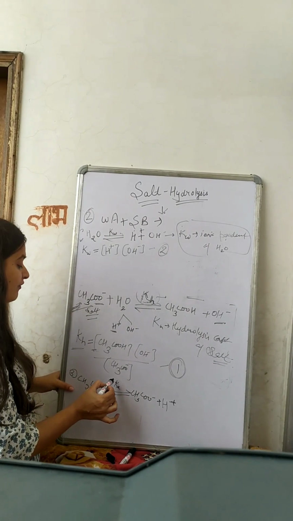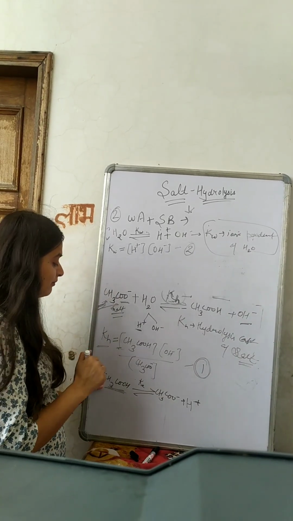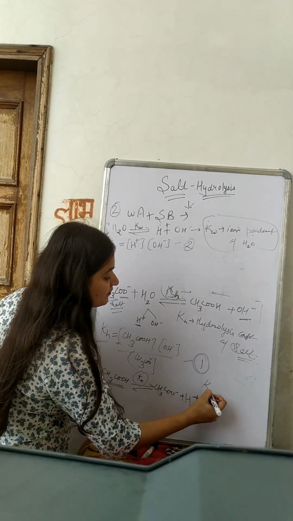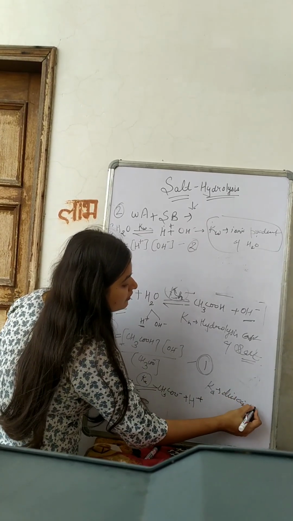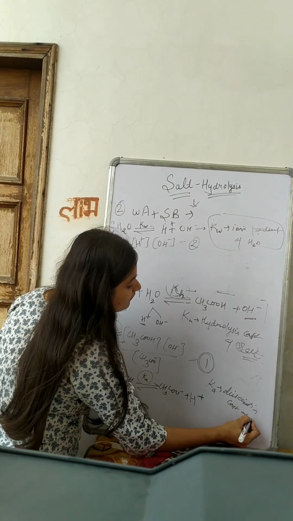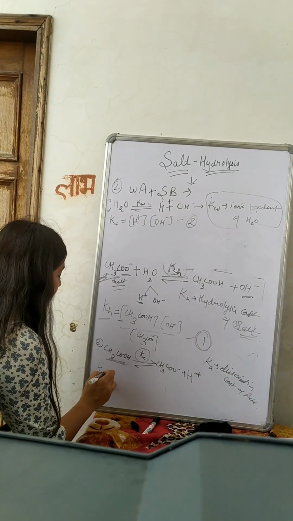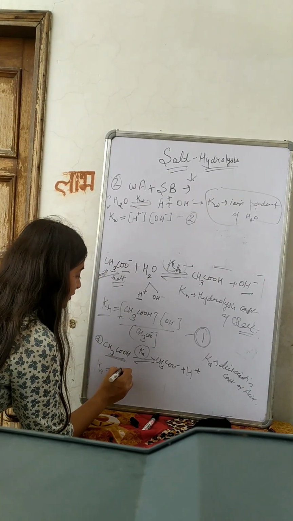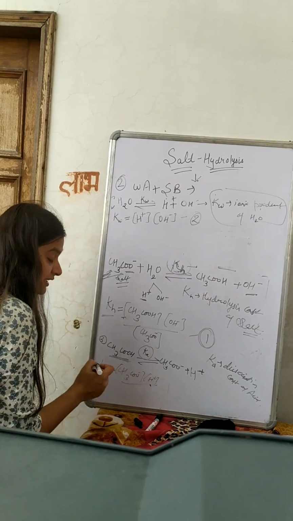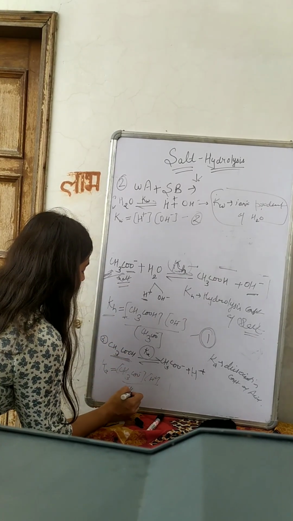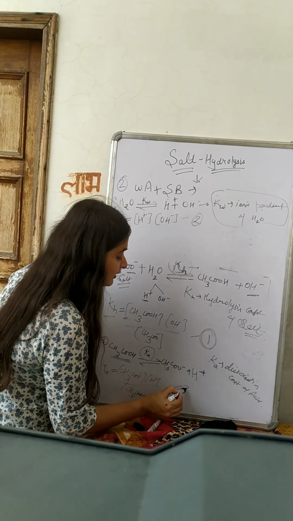A is for acid, K for constant, and the weak acid dissociates here. That means Ka is the dissociation constant of the acid. Ka is equal to the concentration of the products divided by the concentration of the reactant. This is the third equation.